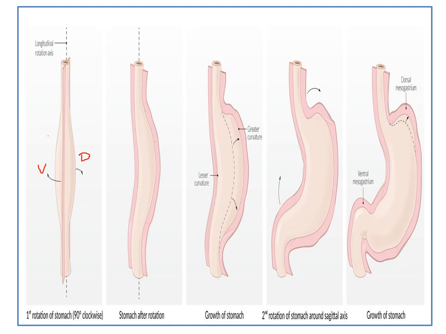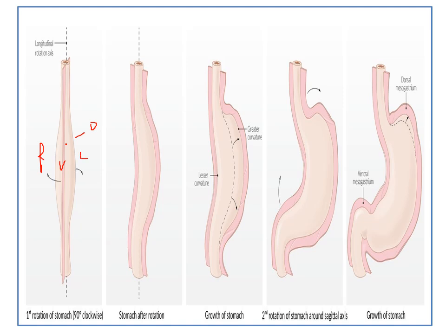All right. Then we have the right border and the left border. Let me label that again so it's a bit more visible. So we have the ventral surface here. The dorsal surface is at the back, somewhere around here. Then we have the right border and the left border. So just pay attention to what happens.